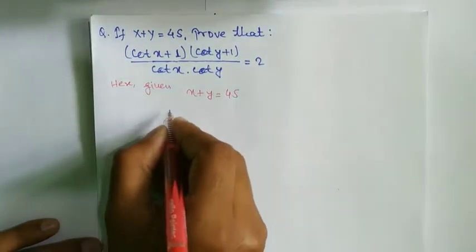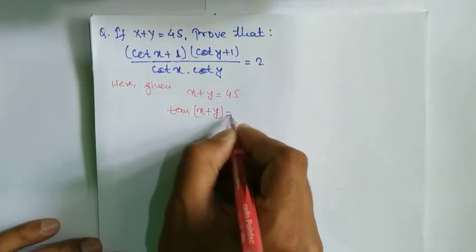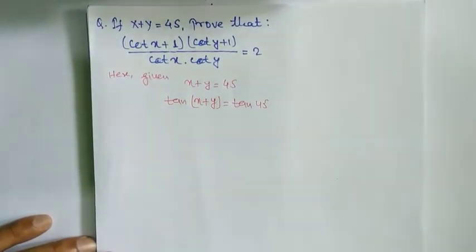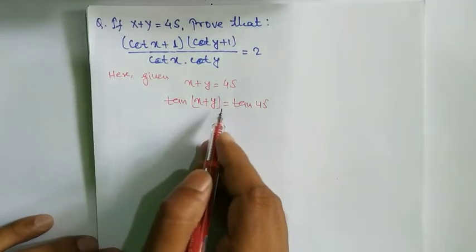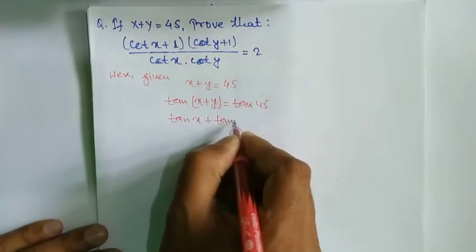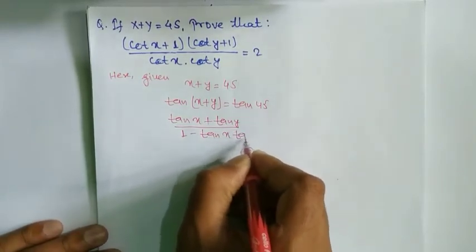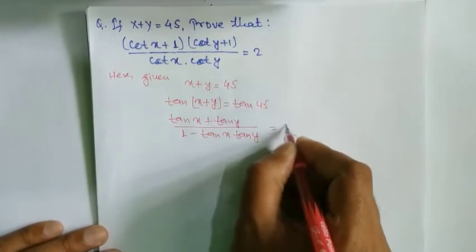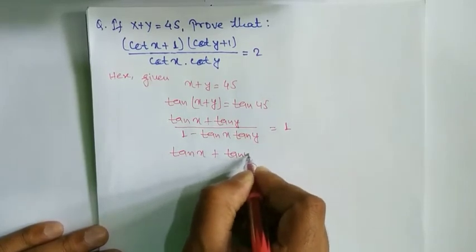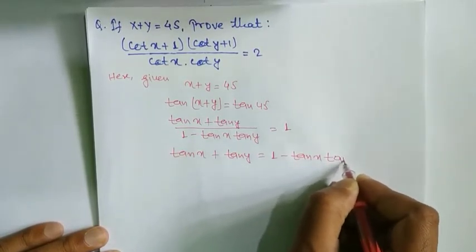Okay, now take tan on both sides. tan(x plus y) is equal to tan 45. Now tan(a plus b), this is in the form of tan(a plus b) or tan(x plus y). What is the formula of tan(x plus y)? tan x plus tan y by 1 minus tan x tan y is equal to tan 45, which means 1. Cross multiply. tan x plus tan y is equal to 1 minus tan x tan y.